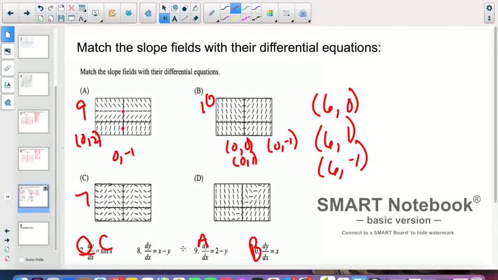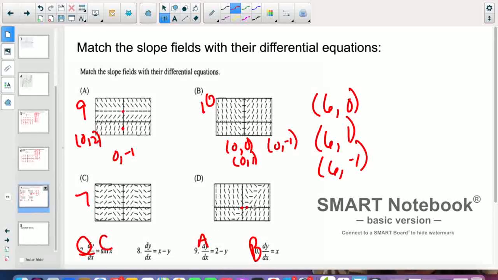And so then let's look at 8, and let's look here and see if we get some matching slopes. I'm just going to pick 3 random points. Well, first I want to pick 0, 0. It looks like that's a slope of 0. 0 minus 0 is 0. Yeah, that matches. Look right here, 1, 0. Well, it looks to me like that's a slope of about 1. So 1 minus 0 is 1.